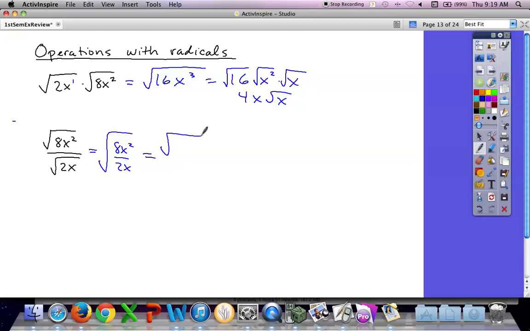This is the square root of 4x, which is 2 times the square root of x. Good job.